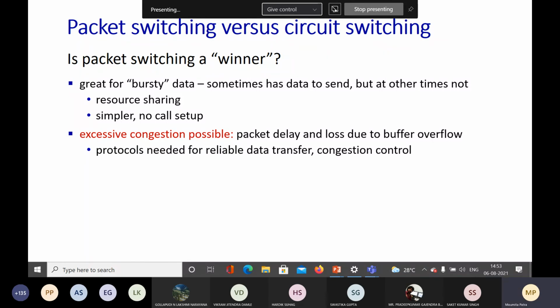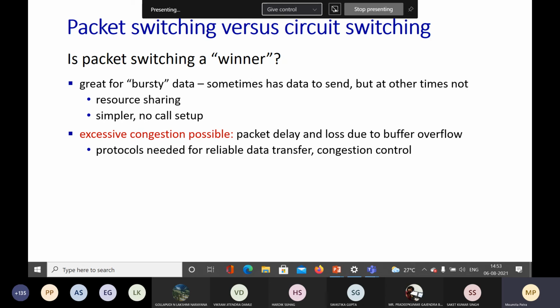So what do we need for packet switching? Because congestion is possible in packet switching, we have to find different ways to ensure, as much as possible, that whatever data is being transmitted is being received at the receiver's end. Some amount of guarantee of data transfer. You cannot guarantee it in packet switching, but you can try. For that we need several protocols for reliable data transfer and for congestion control.